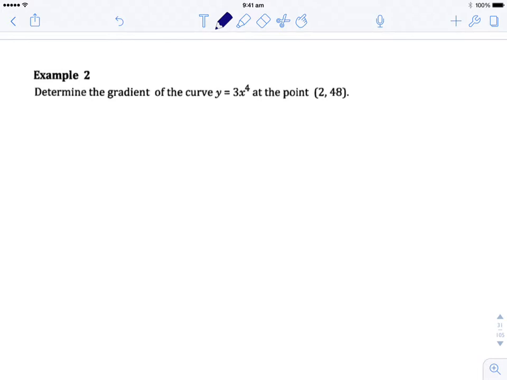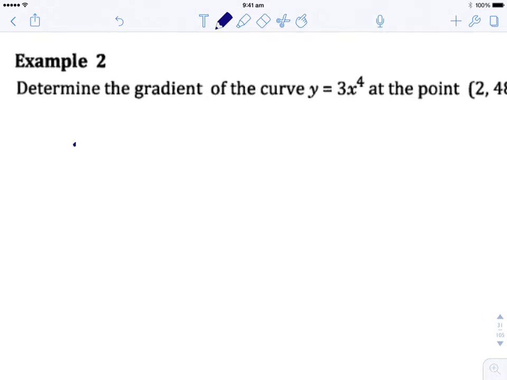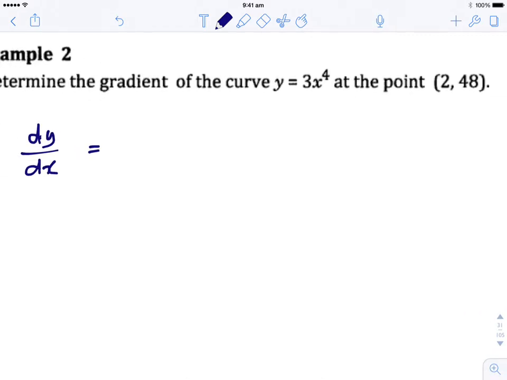Second example, determine the gradient of the curve 3x to the 4 at the point 2, 48. Okay, so we want the derivative. So dy/dx, the derivative of this function here, is number down the front, 3 times 4 is 12, subtract 1 from the power, 12x cubed.